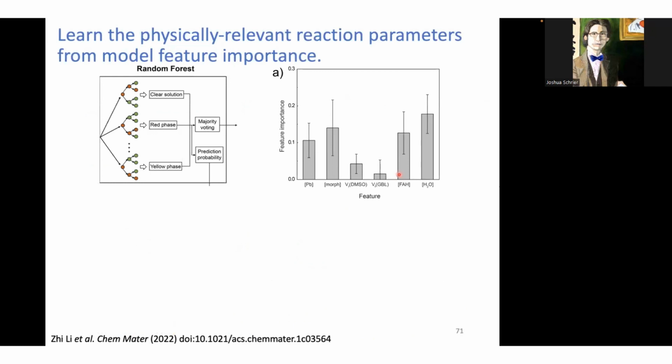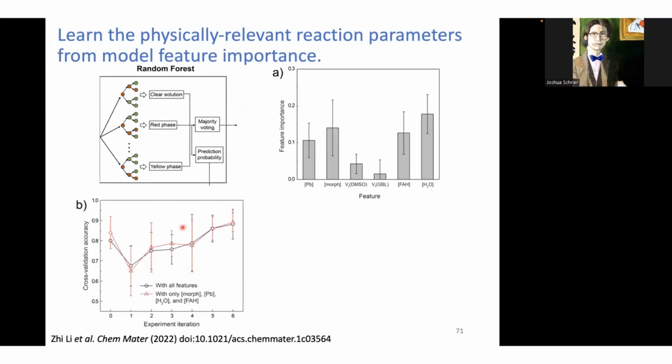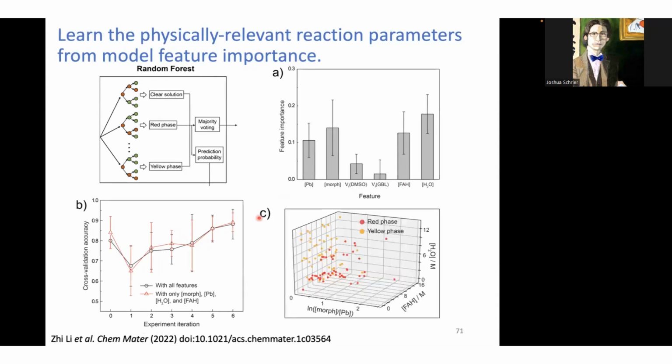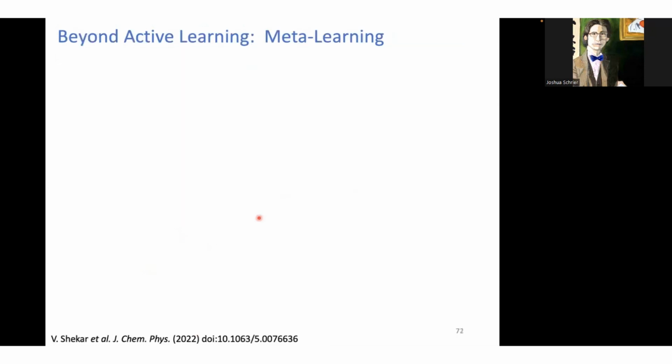Very quickly, what happens is that you converge on models that are good enough over time. And then what you can pull out is relative feature importances for the different experimental variables. And by selecting out the most important variables, you can then create a relatively simple picture of the boundary between these red and yellow phases. So that's one case study.